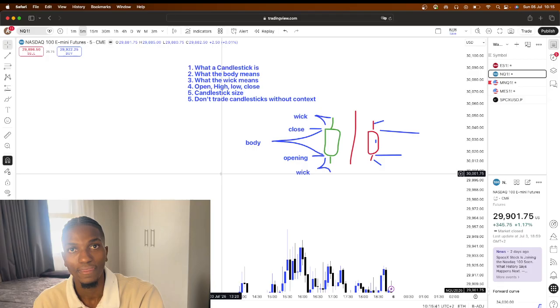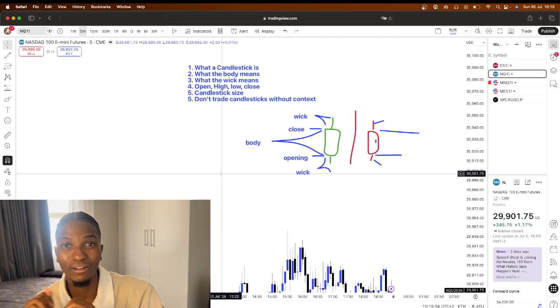Now you know what a candlestick is. You can go and tell your friends or your grandpas and your family members, I learned this new thing. It's called a candlestick, which moves the market. This means that there are a lot of buyers in the market. This means that there are a lot of sellers in the market, so that you can shine and look smart.